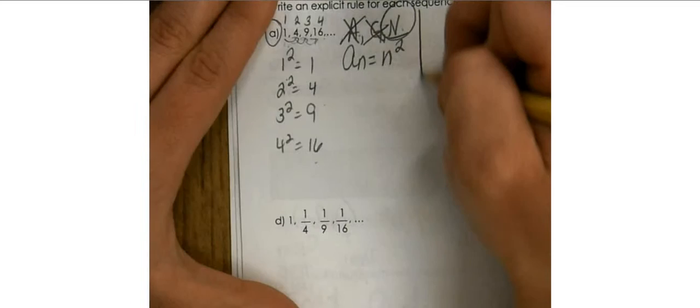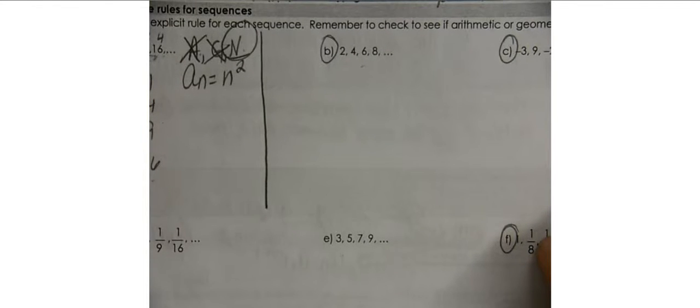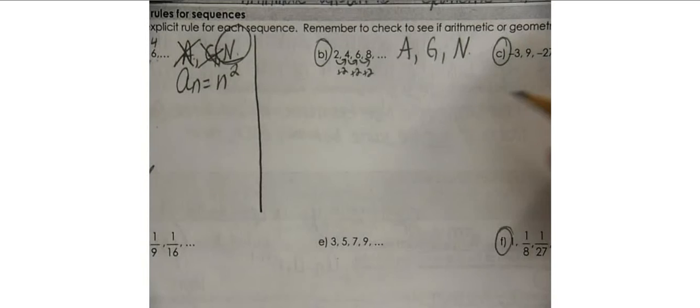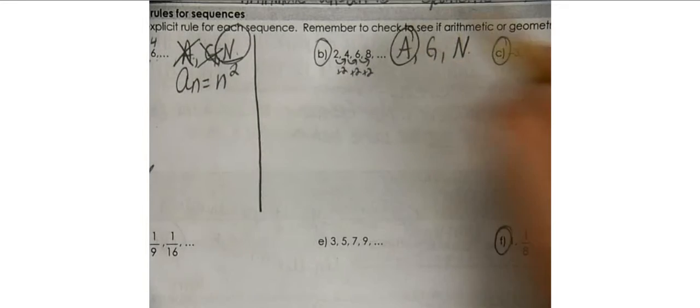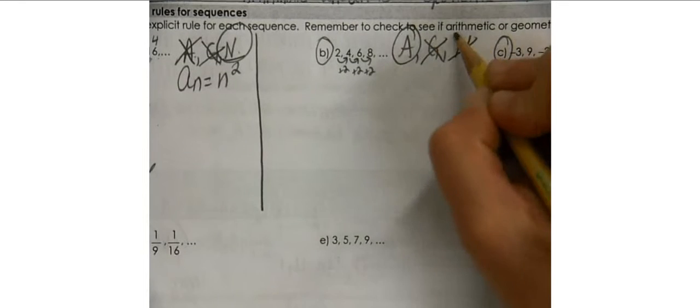So that's just a trick to help you with writing these formulas. All right, let's go ahead and look at letter B. For letter B, I have 2, 4, 6, and 8. Well, I know that to go from 2 to 4, I'm going to add 2, and to go from 4 to 6, I'm adding 2, and to go from 6 to 8, I'm adding 2. So in my arithmetic, geometric, or neither, because I am adding the same number each time in order to get to the next value, this is arithmetic.